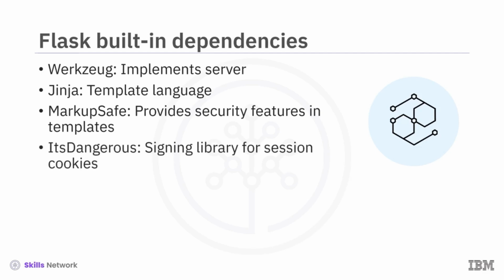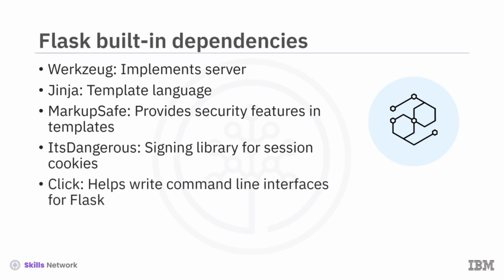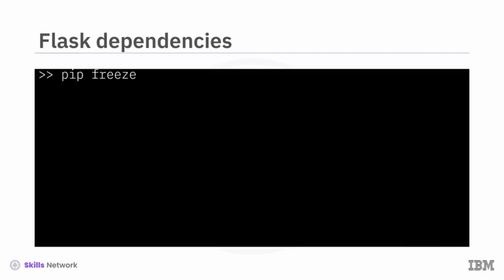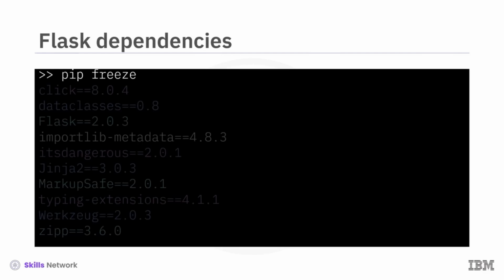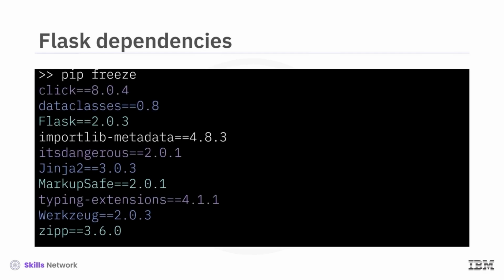ItsDangerous is used to sign data securely. This helps determine if data has been tampered with and is used to protect Flask's session cookie. And finally, Click is a framework for writing command line applications. It provides the flask command and allows adding custom management commands. To see the built-in dependencies, you can use the pip freeze command in the virtual environment, and you can see that all the inbuilt packages are installed by default.